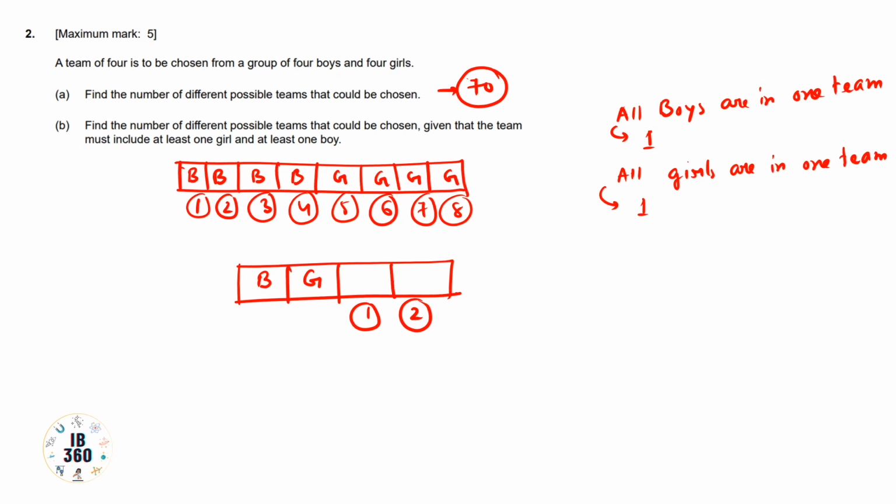This is very easy. So in this way we can do this problem without any combination or any process. Just from the first problem we can do the second problem. So ultimately the answer is 70 minus 1 minus 1, because in one team all boys are there, in one team all girls are there, and in the rest of the teams at least one boy and at least one girl are there. So we get 70 minus 2, so the answer is 68. In this way this problem is also done.